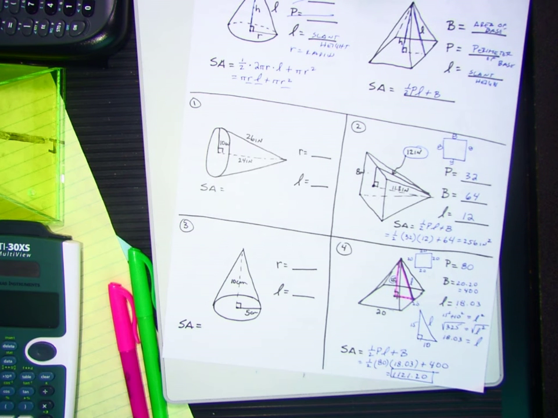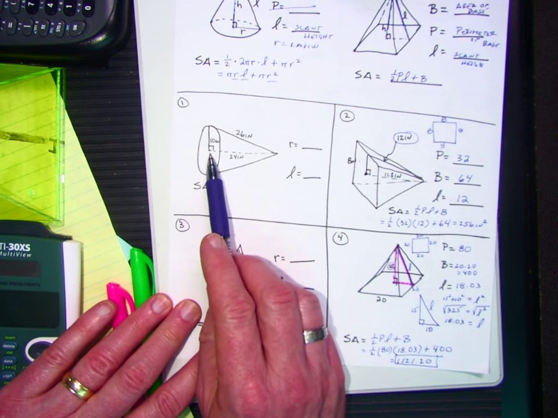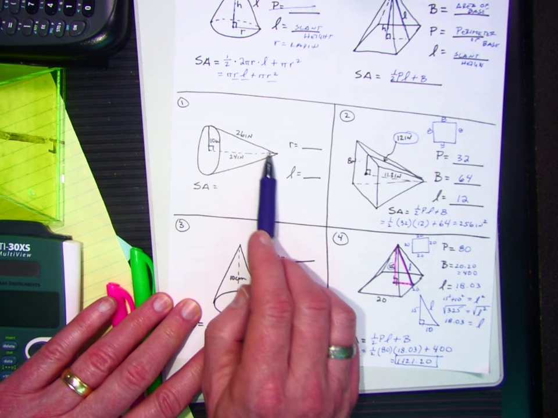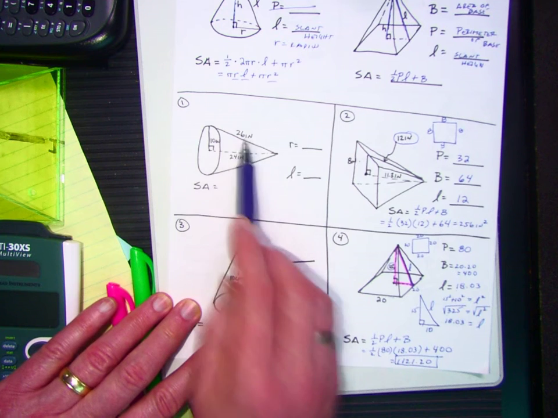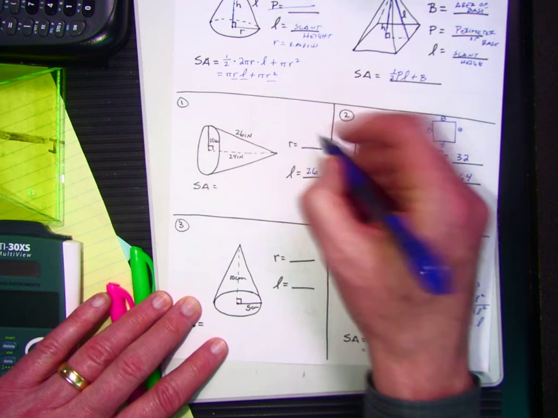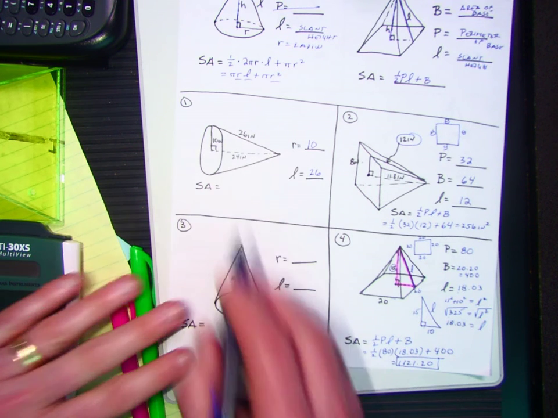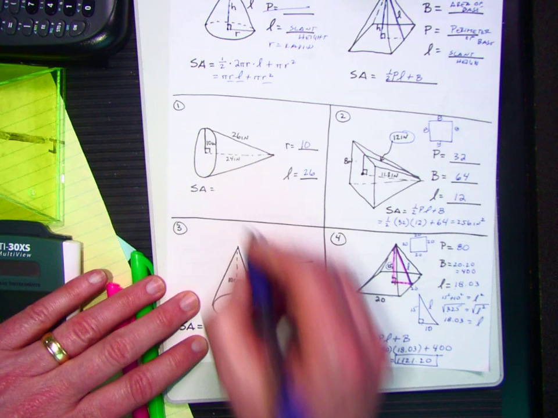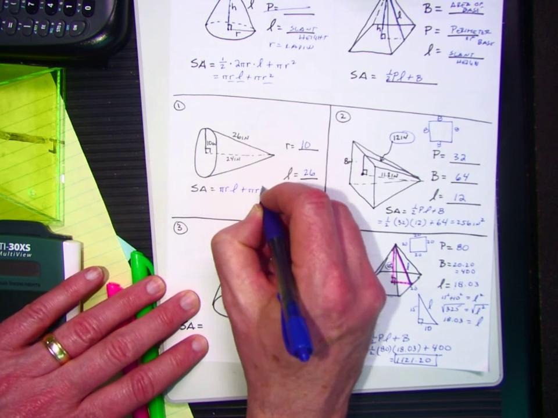All right, so let's look at number 1 here. If you look, remember our slant height is the one on the outside, so I want you to think, is it 24 or is it 26? Well, the one on the outside of it is 26, so our slant height is 26, and our radius in this case is 10. Pretty straightforward on this one. The information is given to you, so we don't have to do P, B, and L on this one.